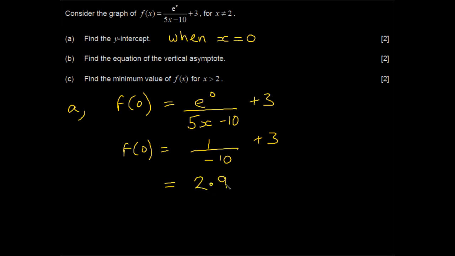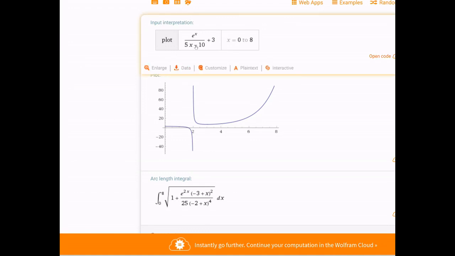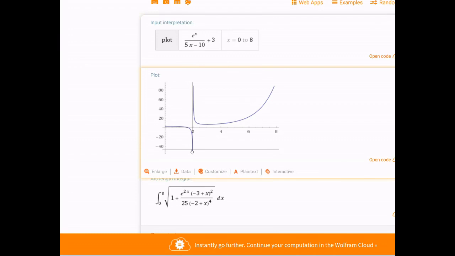Okay, next, part B says find the equation of the vertical asymptote. So vertical asymptote is points where it heads off to infinity, upwards or downwards. So what you should do here is take this equation, stick it into your calculator and have a look what the graph looks like. What I've done here is did it with Wolfram Alpha. So this is the plot of the equation, and then this is the graph down here.